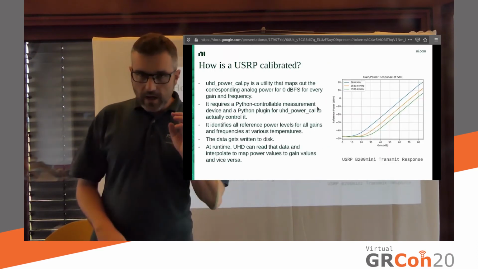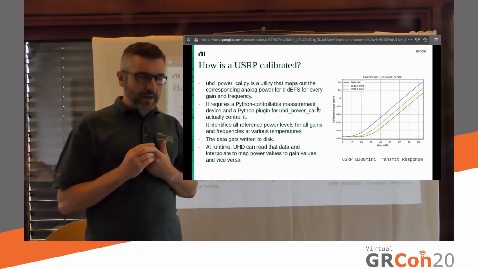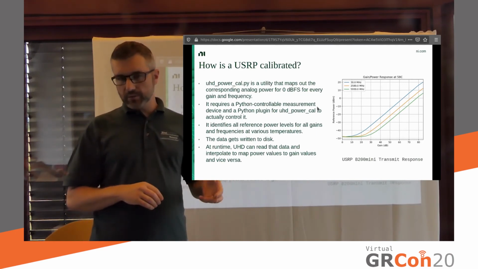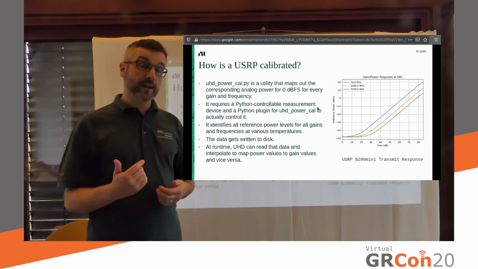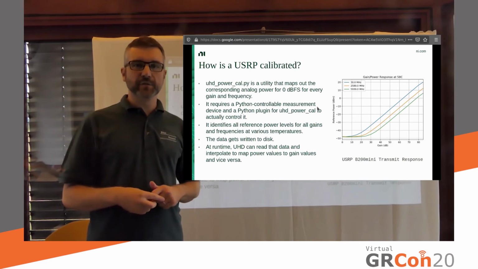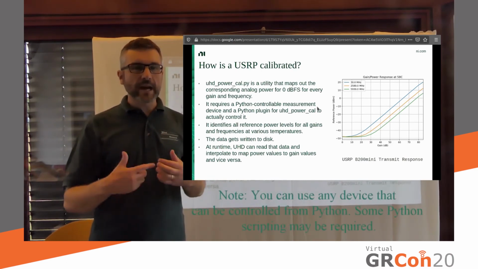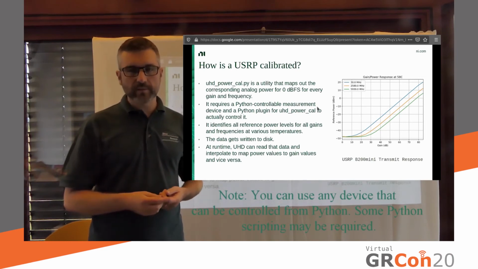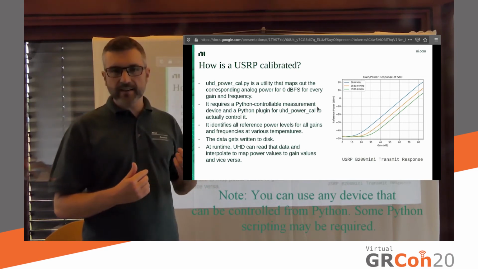Okay, I don't really have that much time here, so I'm going to have to be brief. But how is the user calibrated? The answer is we have a tool that does that for you. Effectively, on the transmit side, it transmits at a whole bunch of gains and frequencies, and then uses an external device to accurately measure what you were transmitting and puts that in a database. On the receive direction, it's the exact same.